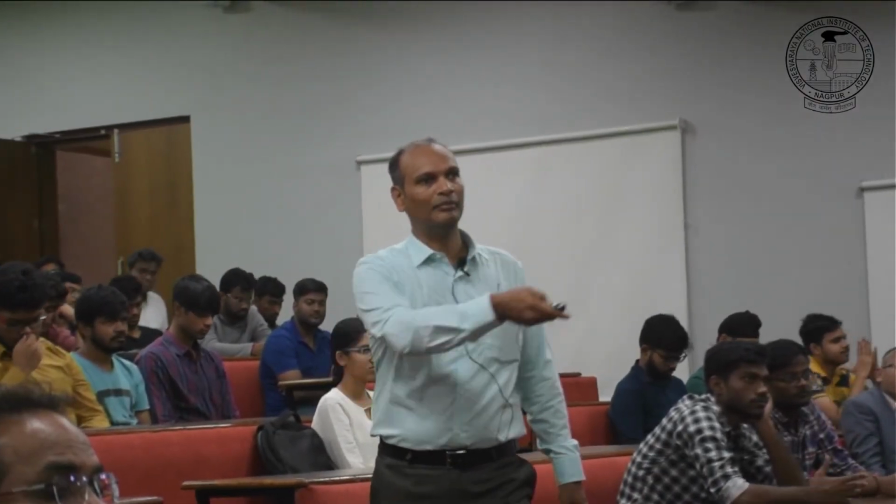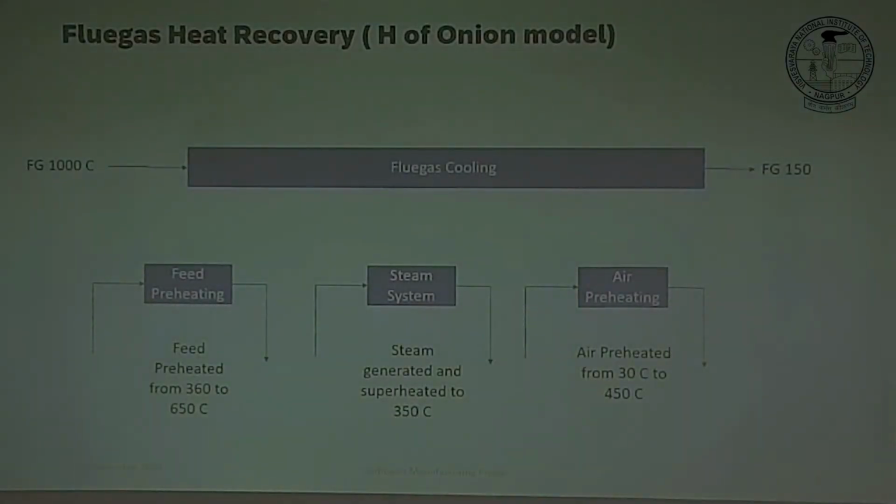So flue gas can be used to generate steam, right? And we can also preheat the air. We already talked about it. The hotter the air temperature, the lower the fuel demand. So further optimizing it, we can preheat the air also from 30 to 450.